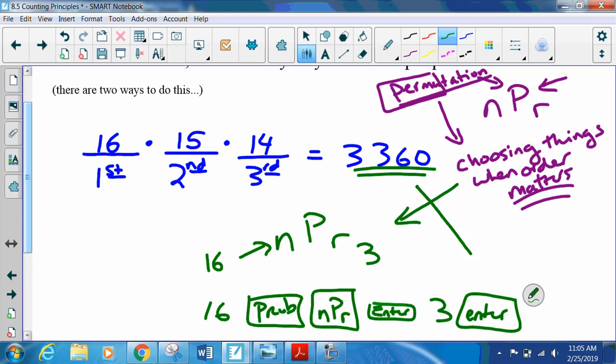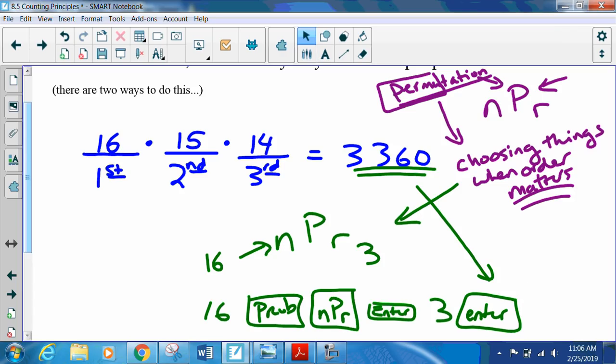And I know what you're saying. You're like, well, Miss Overby, I kind of like just using the lines better because it's more intuitive. And that's true. But sometimes it's going to be way better to pick nPr. Like, let's say in this problem there were 30 mandalas and we were giving out 15 prizes. Do we really want to make 15 lines? That's when the nPr is going to be a lot easier.